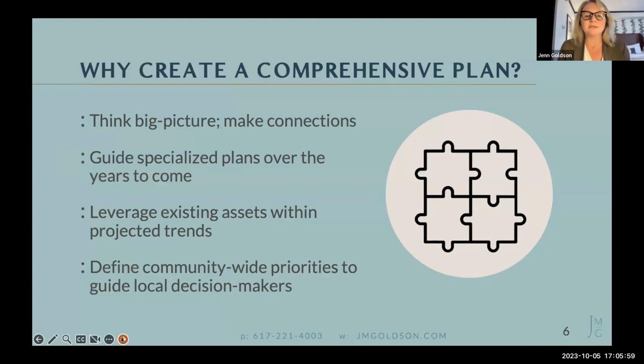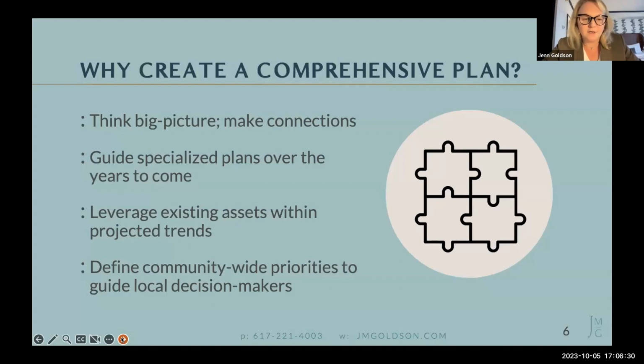All right, so let's talk a little bit about comprehensive plan fundamentals. The beauty of a comprehensive plan is it's one of the few times the community gets to think really big picture and start to make connections around all of these different aspects of the community and really think in a very forward-looking way, looking a decade out into the future. And then this type of comprehensive plan, when it's finished, really helps to guide those specialized plans. You've already been doing a lot of specialized plans.